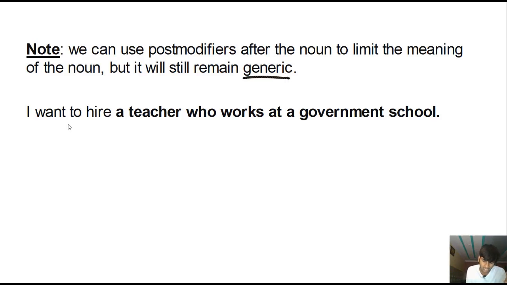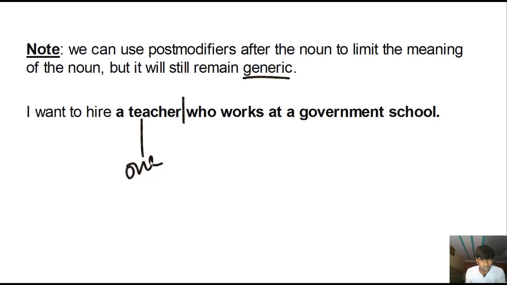Okay. So I want to hire a teacher. Let's end the sentence here. Case number one. I want to hire a teacher. So one teacher, not specific. We do not have any idea about the teacher. I'm not referring to one particular teacher. I do not have one particular teacher in my mind, right? It can be any teacher.